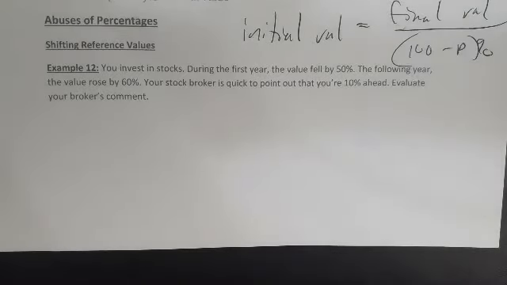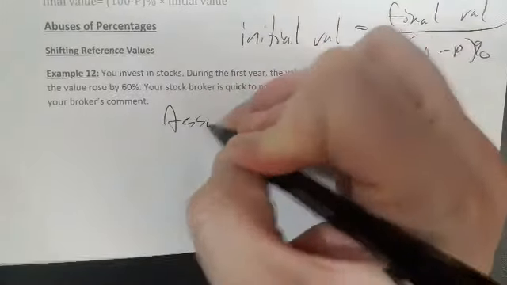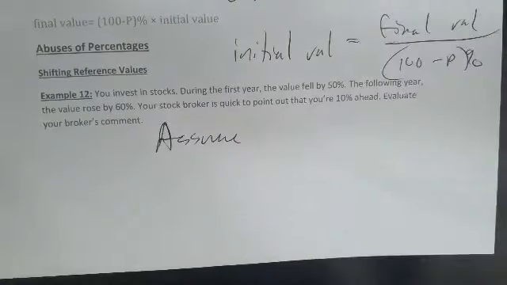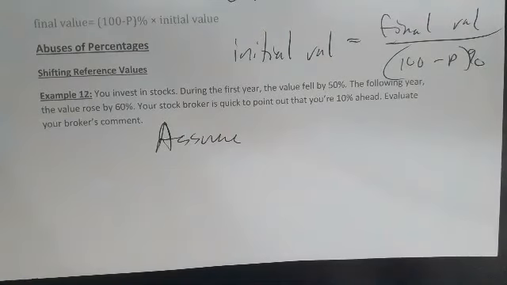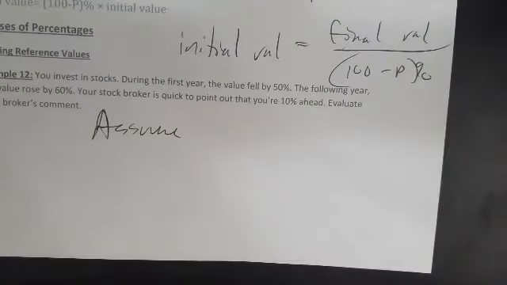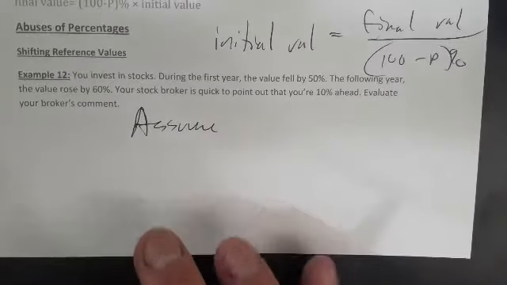If you invest in stocks, during the first year the value fell by 50%. The following year, it rose by 60%. Your stockbroker is quick to point out that you're 10% ahead. Evaluate your broker's comments. You could do this with variables, or you could just assume you have some amount. If it's not true of a certain amount, it's not going to be true of all amounts. So what he's saying is not true in general, and you can verify that just by creating one counterexample.